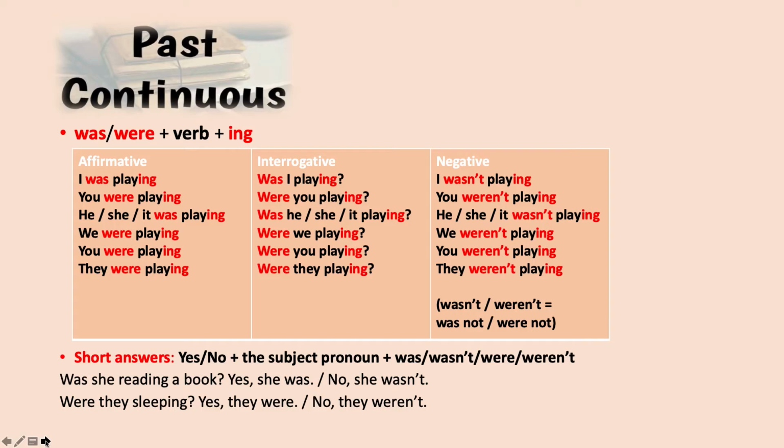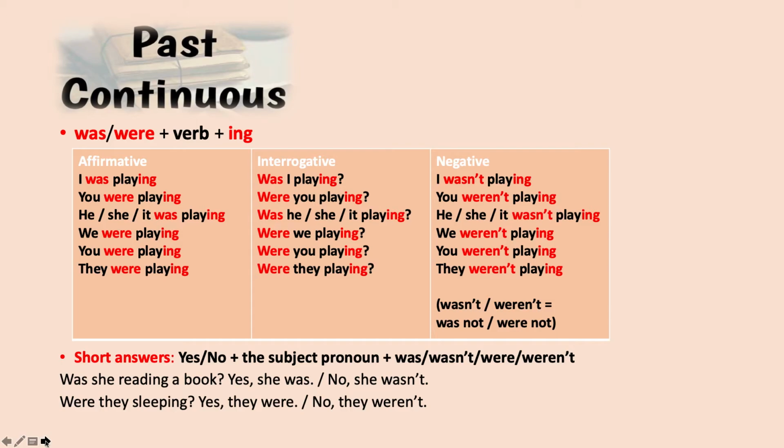And for the negative, we say, I was not, or were not, for formal speech, or I wasn't for informal language. I wasn't playing, you weren't playing, he, she, it wasn't playing. So in other words, we use the simple past of the verb to be plus the ing form of the verb. We weren't playing, you weren't playing, they weren't playing.